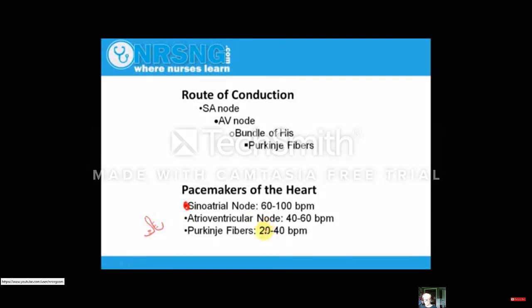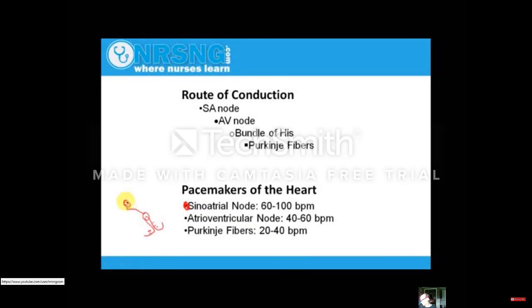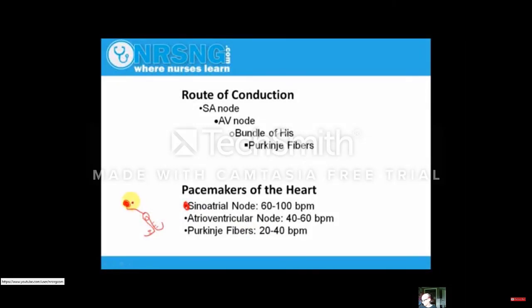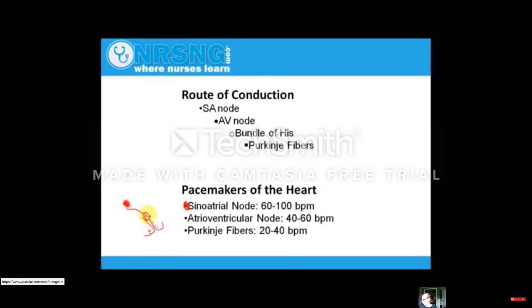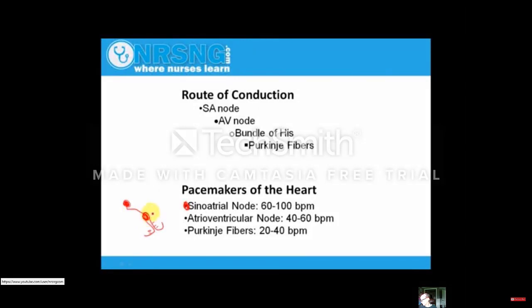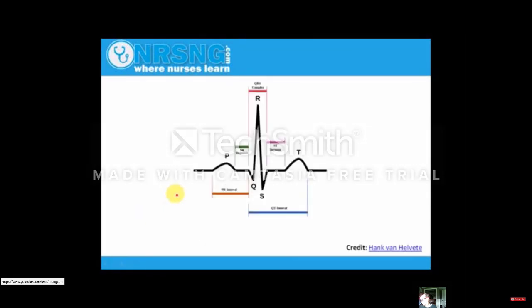Okay, so we have our SA node, our primary pacemaker. It can fail. If it fails, our AV node takes over and beats 40 to 60 times per minute. If that fails, our Purkinje fibers can initiate impulses and cause ventricular squeeze 20 to 40 times per minute. That's why we look at our heart rate to determine where our impulse might be coming from. Okay, so let's look at a normal rhythm here and determine what we have.